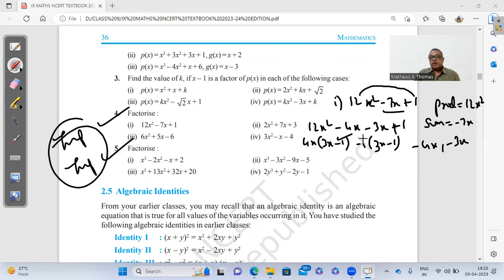So now since the bracket is same, that means factorization is correct. I'm going to combine this. 3x minus 1 is common. So what is left is 4x minus 1. So the answer will be 3x minus 1, 4x minus 1. Right?